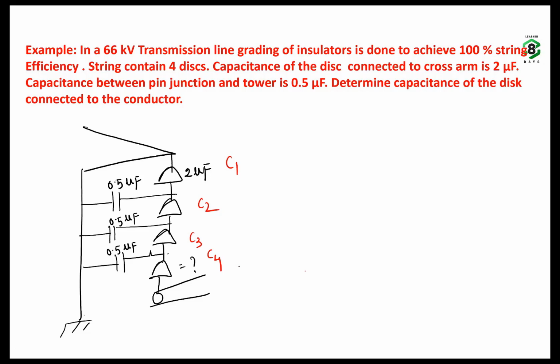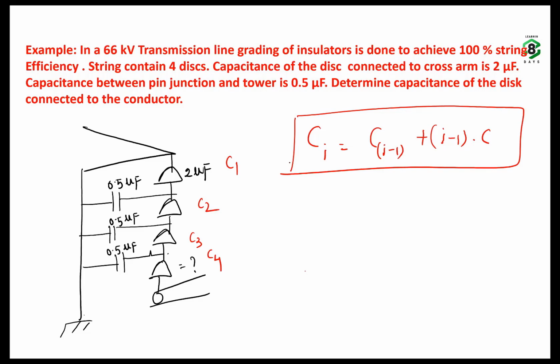How will you calculate C4? I'll give 1 minute, try, very simple question. What is the formula? Capacitance of the ith disc is given by capacitance of (i minus 1) plus (i minus 1) into C. We want C4. Anyone?